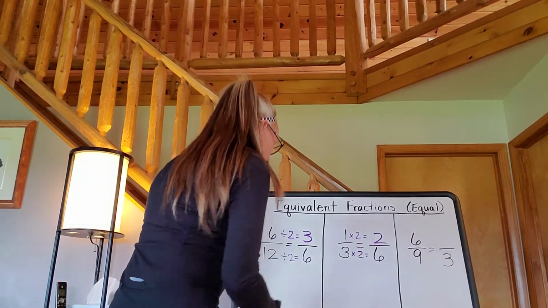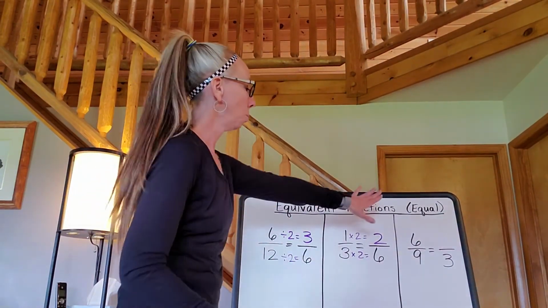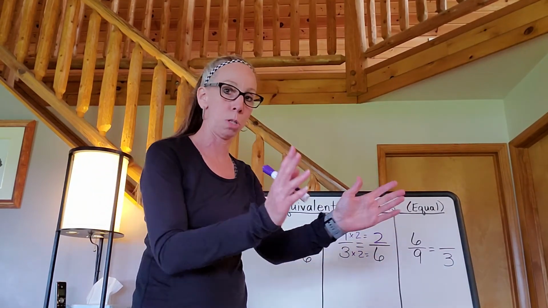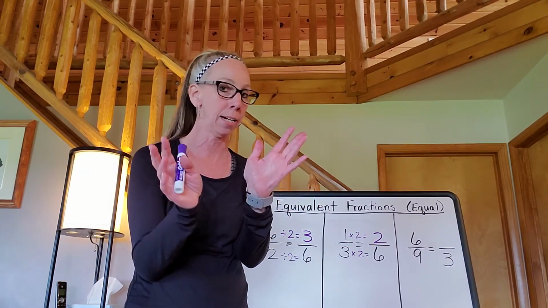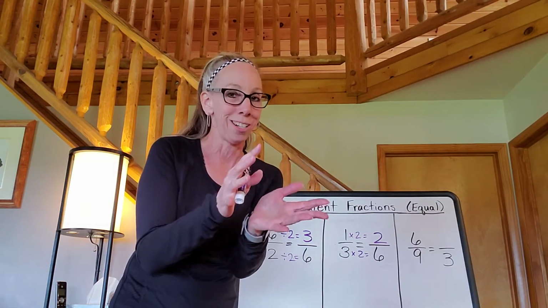Very good. Let's do one more together. So this one is going to be a little different. So we go from 6/9. The 9 is the bigger denominator, and we want to go to a smaller denominator. So remember, are we going to multiply? Are we going to divide? Remember, when you go from a bigger number to a smaller number, we're going to divide.